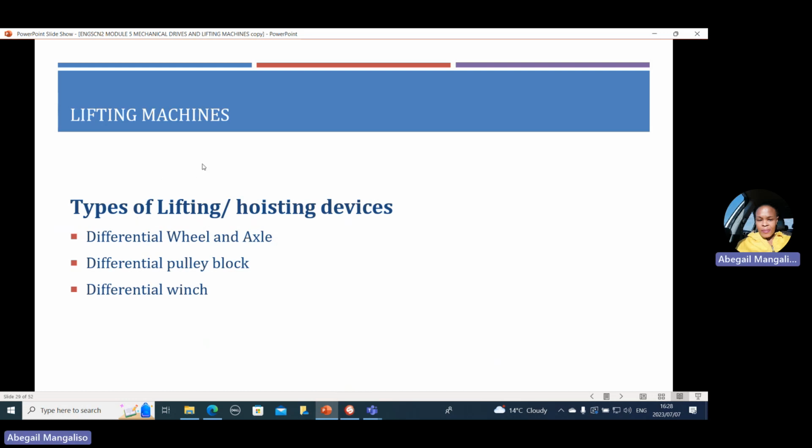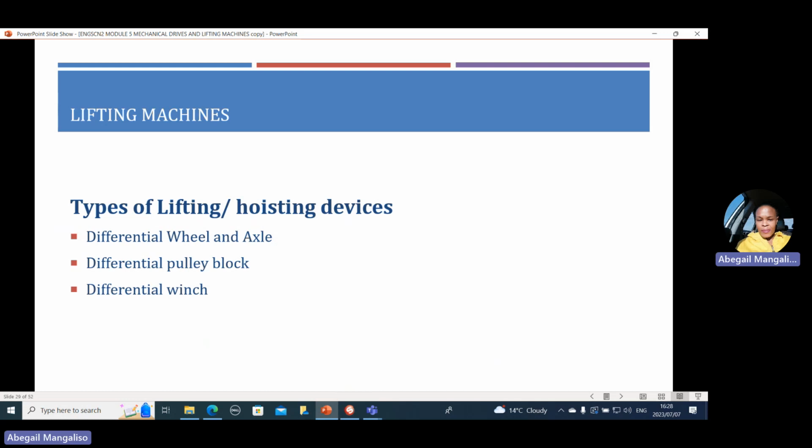The types of hoisting devices that are considered in this chapter are the differential wheel and axle, the differential pulley block, and the differential winch. So if a question is asking, what are the types of hoisting devices? These are the 3 types of hoisting or lifting devices. There are only 3.